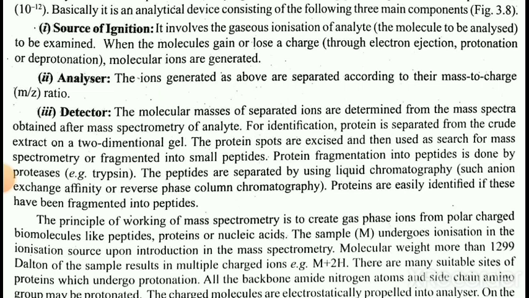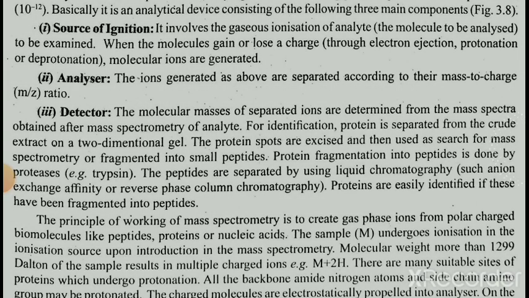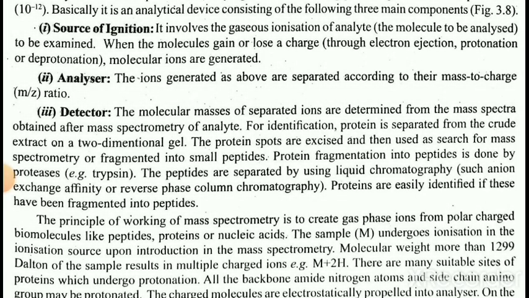For identification, protein is separated from the crude extract on a two-dimensional gel. The protein spots are excised and then used for mass spectrometry or fragmented into small peptides. Protein fragmentation into peptides is done by proteases, e.g. trypsin. The peptides are separated by using liquid chromatography, such as anion exchange, affinity or reverse phase column chromatography. Proteins are easily identified if these have been fragmented into peptides.